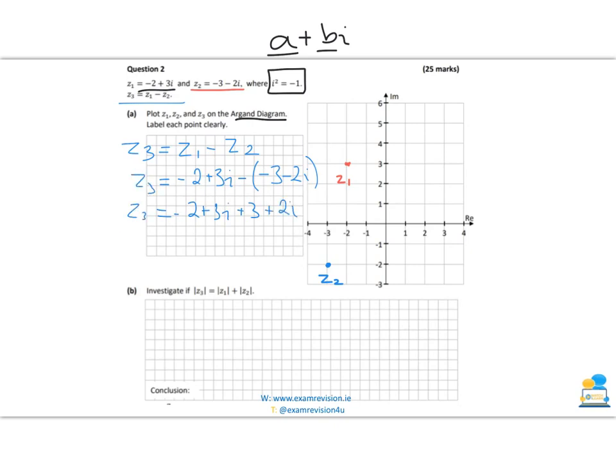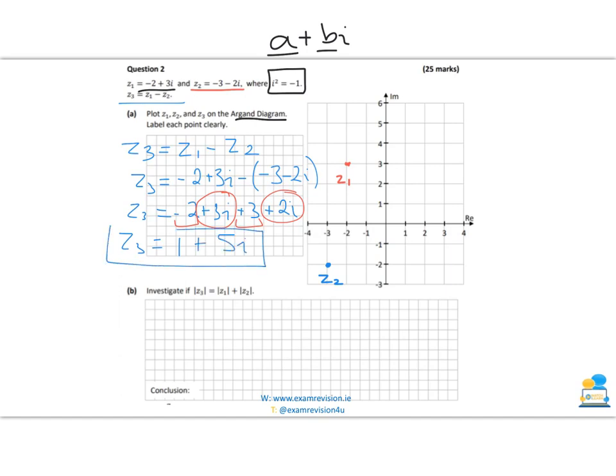Now we're going to add it together. So this is a good recap for all of us on adding and subtracting complex numbers. You always take the reals and put them together, and then the imaginaries go together. So it's going to be minus 2 plus 3, which is going to give me 1, and then plus 3i plus 2i, which is going to give me plus 5i.